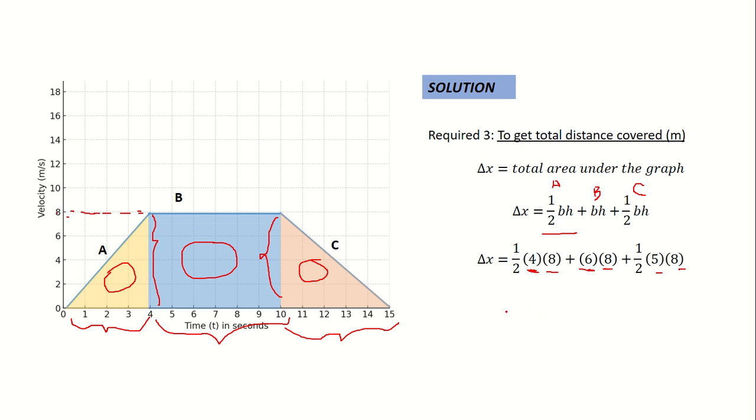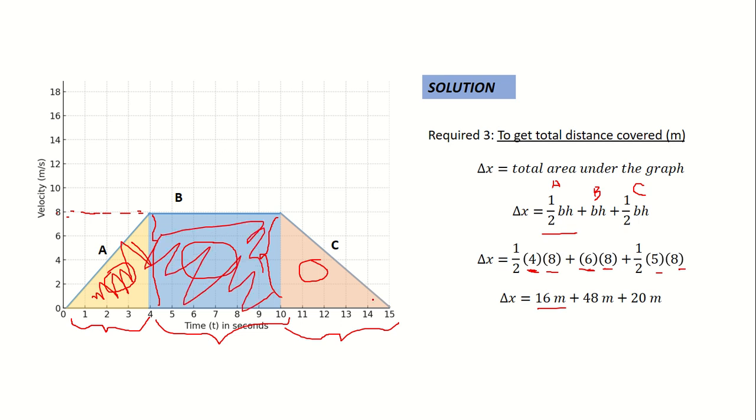Okay, so just getting my calculator and solving it, I got 16. This much area is 16 meters. This much is 48 meters. And then this much, 20 meters. And then to get the total, I have to add them. The total is 84 meters.